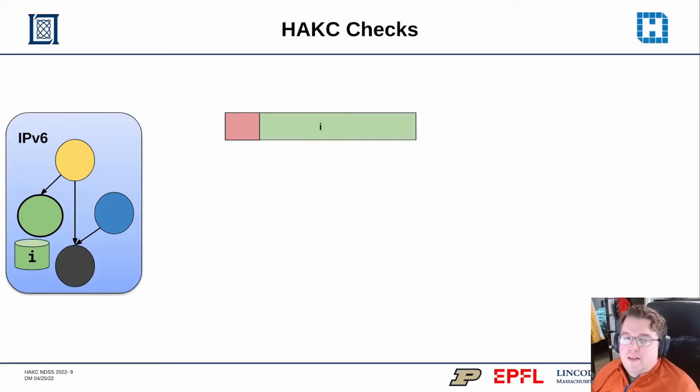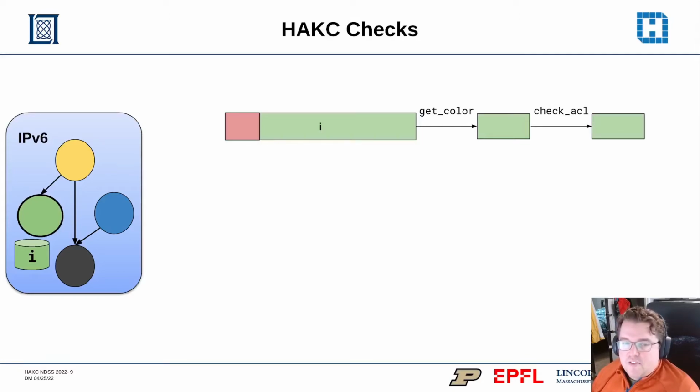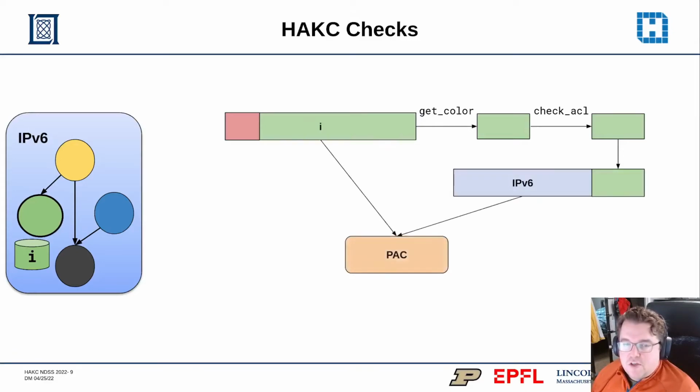HAKCs uses both MTE and PAK to check that data is validly accessible. Checking data with HAKCs starts with a signed pointer shown here, with the upper bits storing the signature. HAKCs first gets the color of the data, and then the color is compared with the click access control list. The result of the access control check is combined with the compartment identifier into a PAK context. The context and the signed pointer are given to the PAK authentication instruction, which results in a valid unsigned pointer that can be used for access.